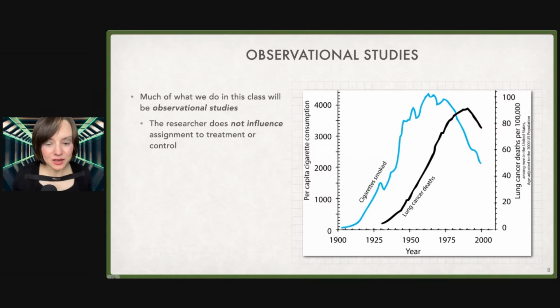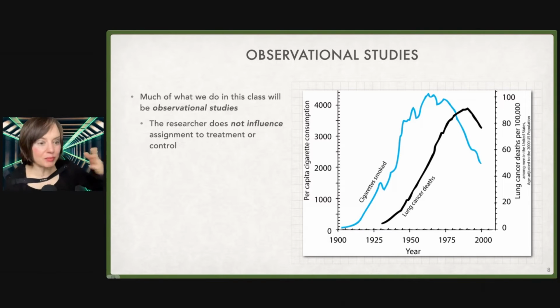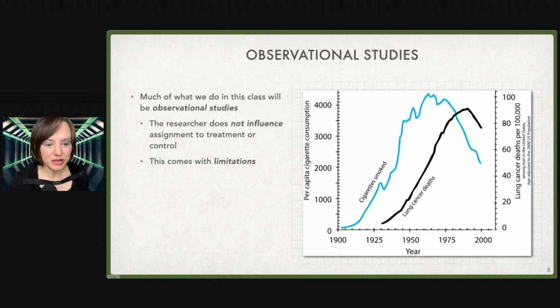In the case that we see in the graph here of the relationship between cigarettes and lung cancer deaths, there is no researcher randomly assigning some people to smoke. If there were, we'd have a good experimental study. Some ethical problems, among other problems, with that. So we have this observational data. We don't want to throw it away. We feel like we can learn something from it, but we have to be cognizant of the limitations of this.